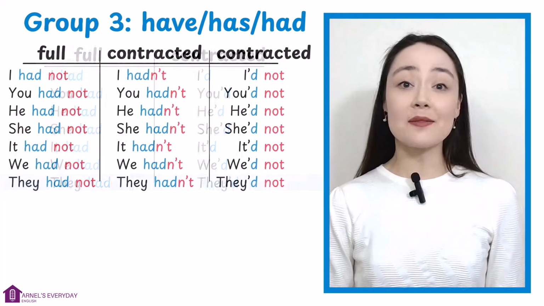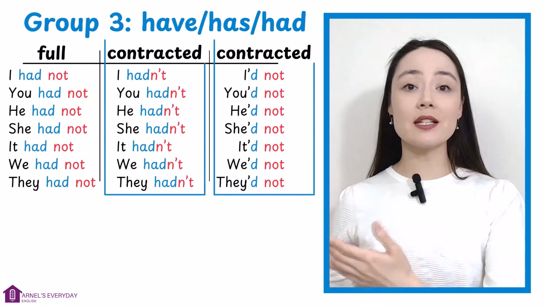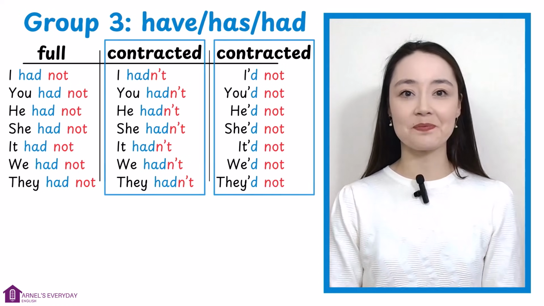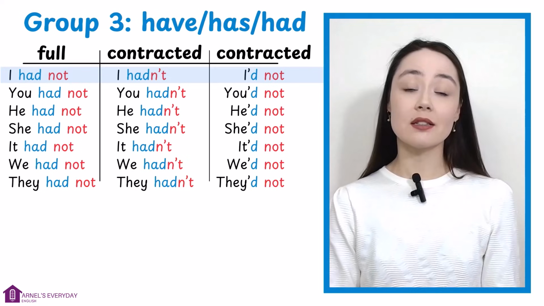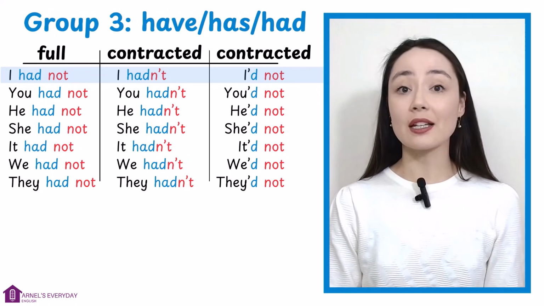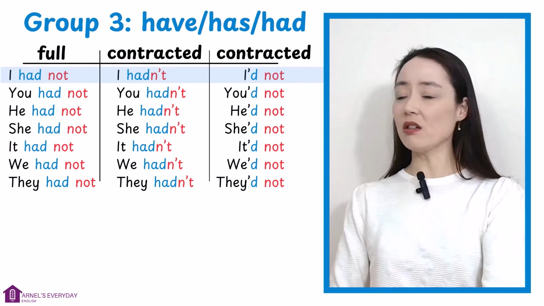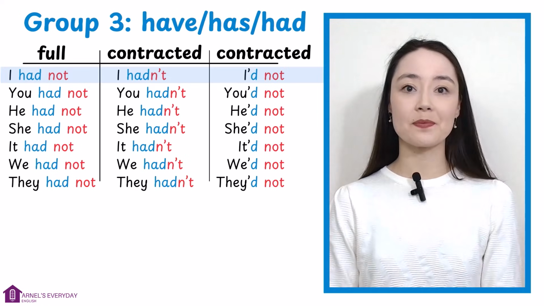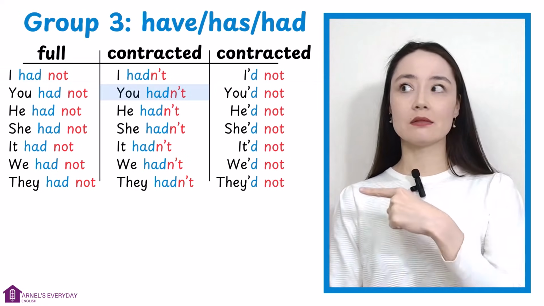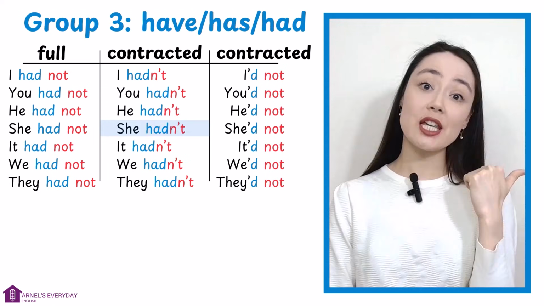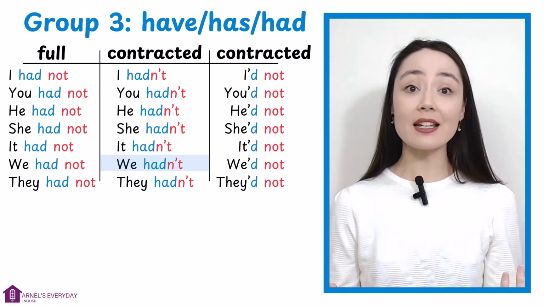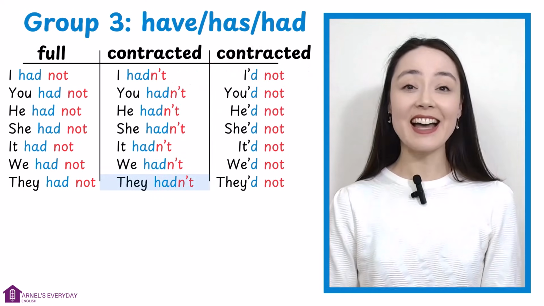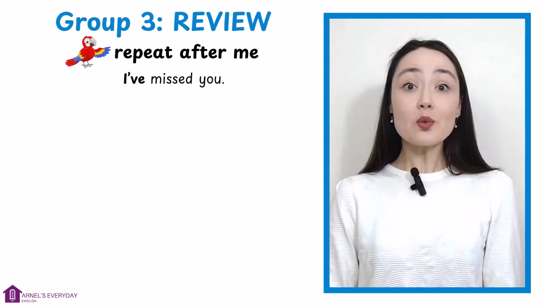Let's do those negatives again. 2 possibilities. The first option is a lot more common and, in my opinion, more natural. I had not, I hadn't, or I'd not. And because these are all the same, I'm just going to read the most common contracted form. You hadn't. He hadn't. She hadn't. We hadn't. They hadn't.